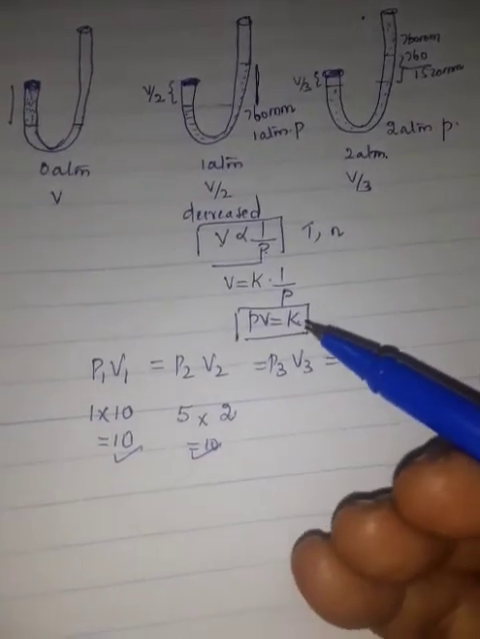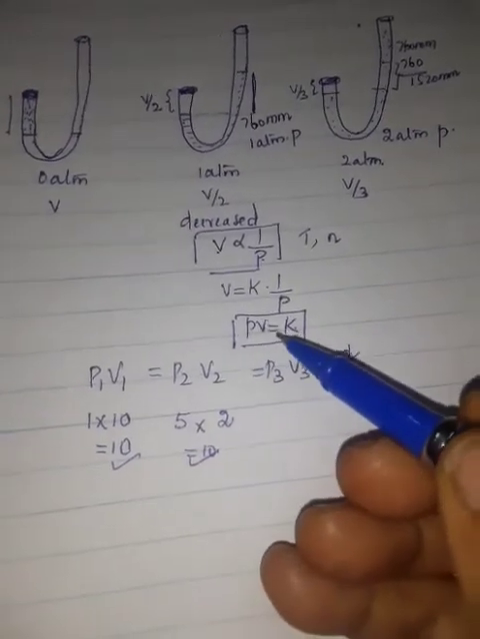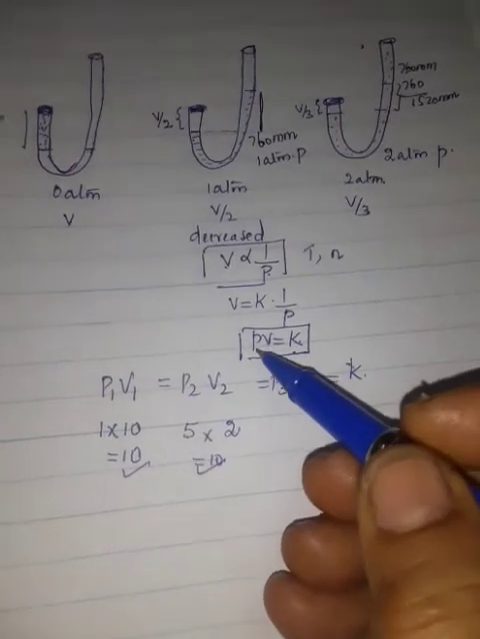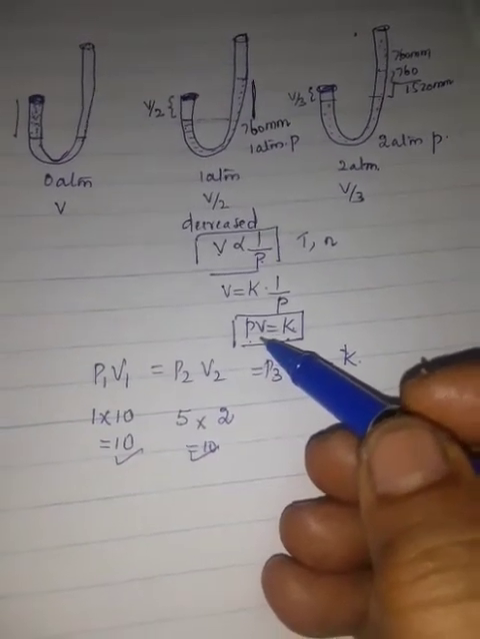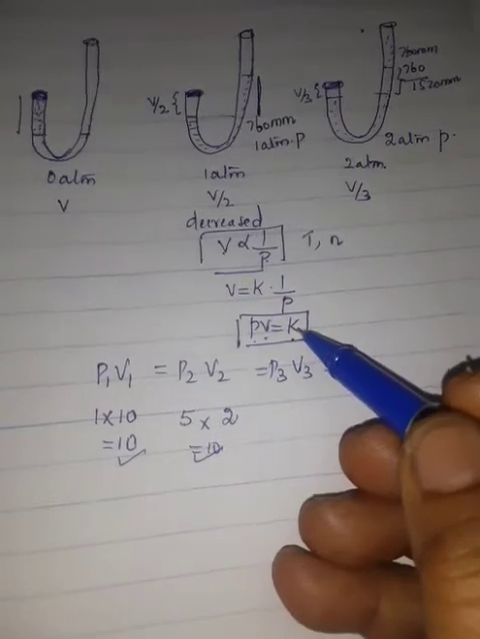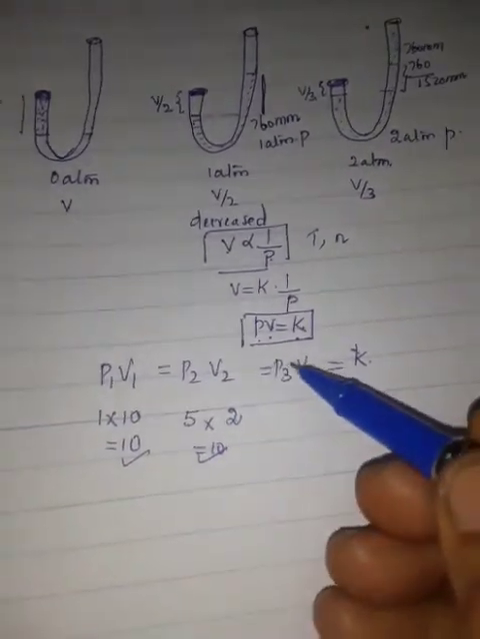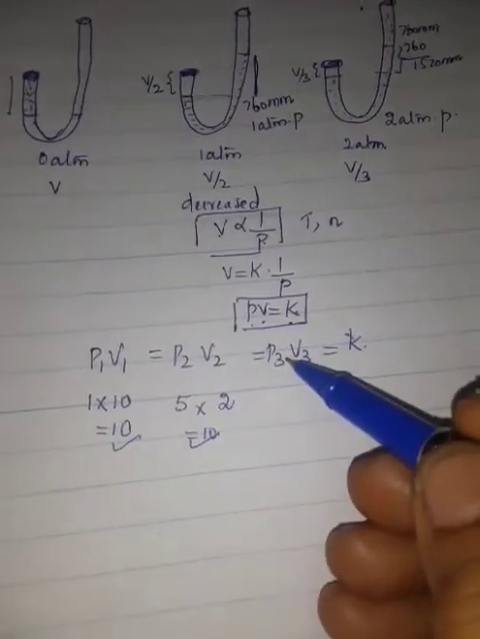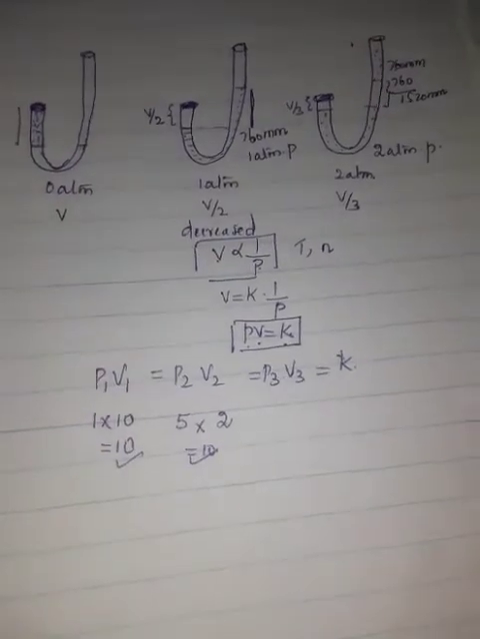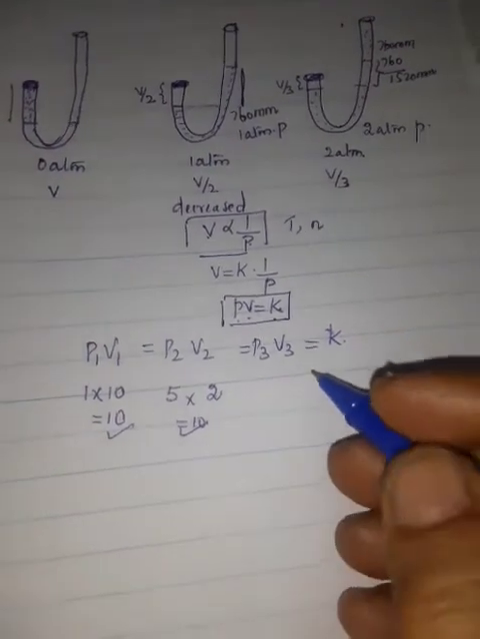What does the law mean? PV is equal to K. That is, the pressure-volume value is always equal to a constant. So while doing experiments, whatever experiment has been done, we are getting the same value. That is the meaning of this.